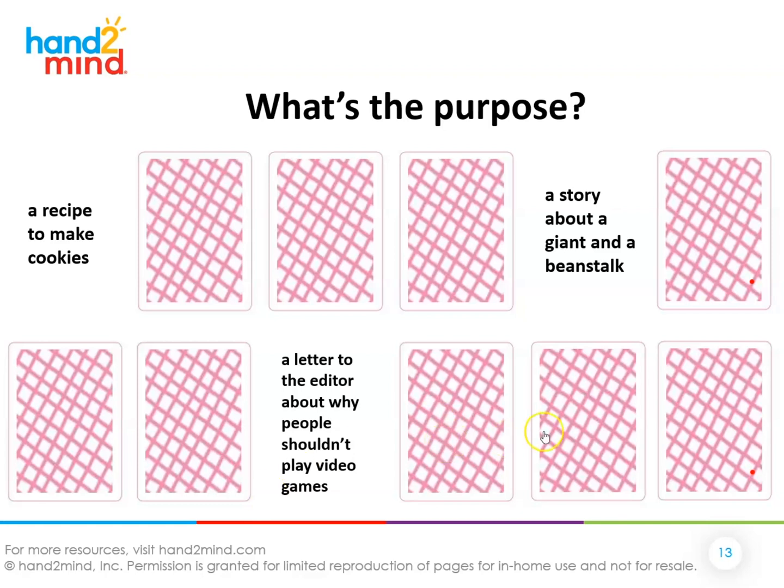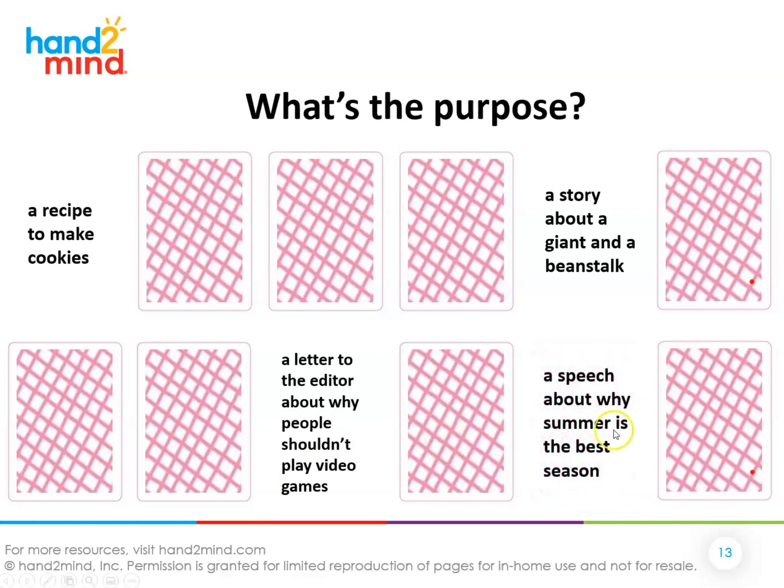Let's flip over another card. A speech about why summer is the best season. If I read a speech like this, what would the author's purpose be? To persuade, inform, or entertain? Say your answer out loud.